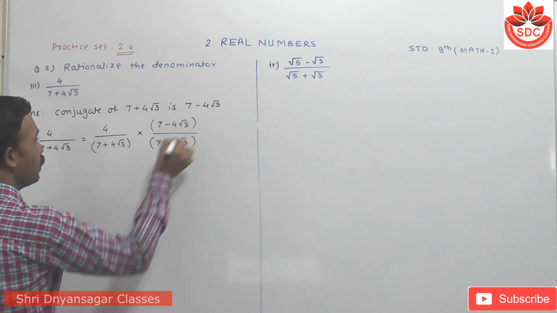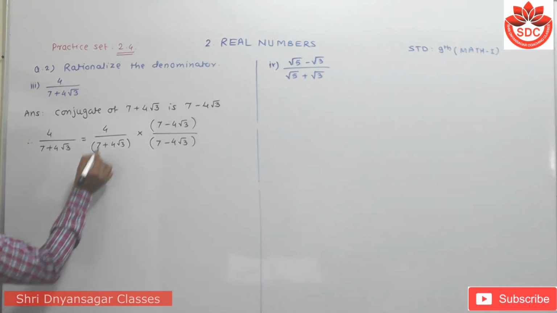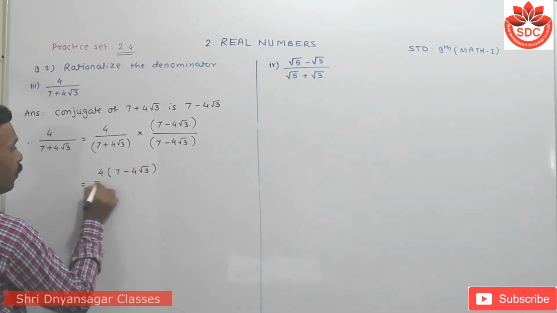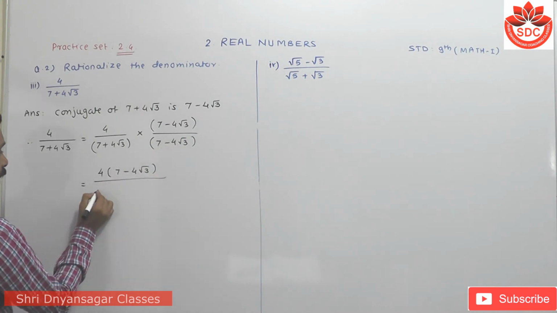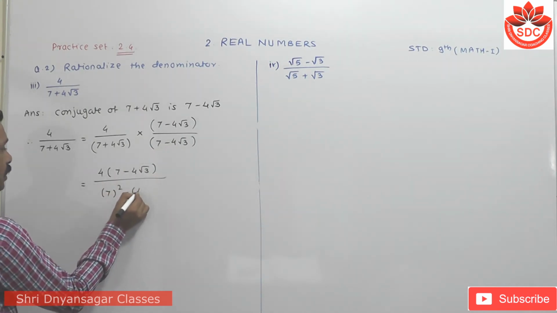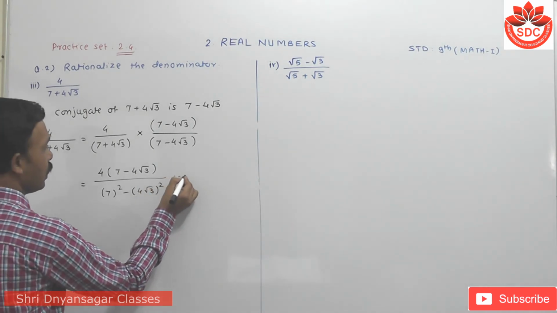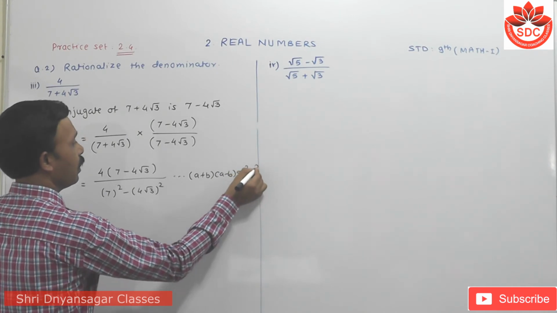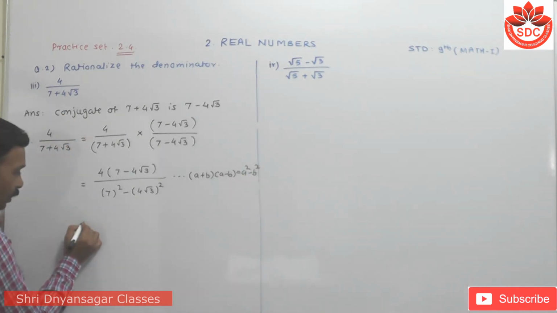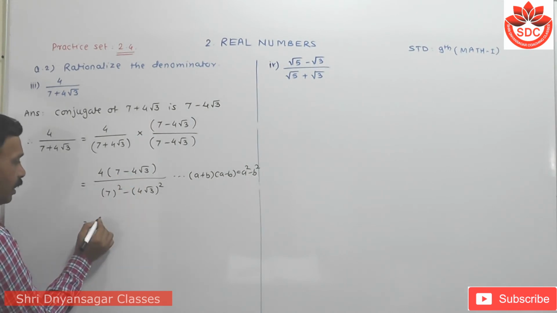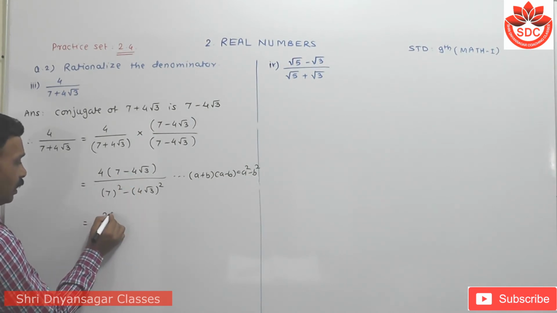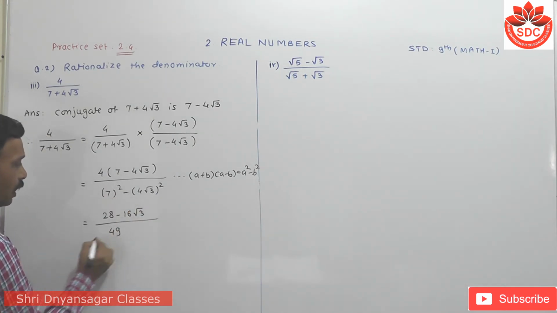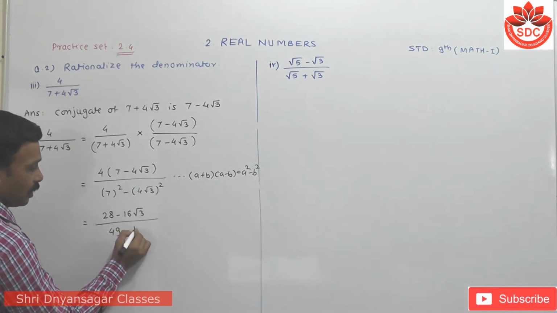So this is a simple type of question. Then multiply numerator by numerator and denominator by denominator. We get 4 into 7 minus 4 root 3 upon, this is a plus b, a minus b, which means a square minus b square, because this is the identity a plus b, a minus b is equal to a square minus b square. Then, student, we have to multiply it also. 4 7s are 28 minus 16 root 3 upon, 7 square is 49 minus 16 into 3.